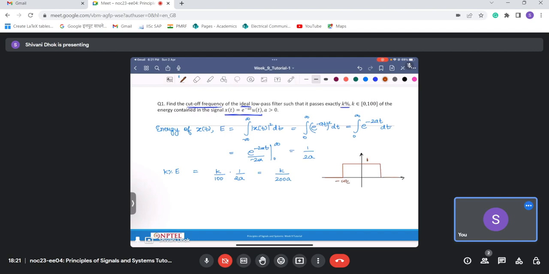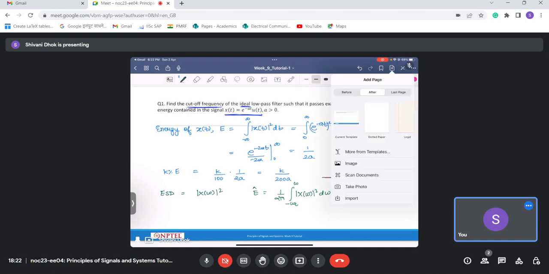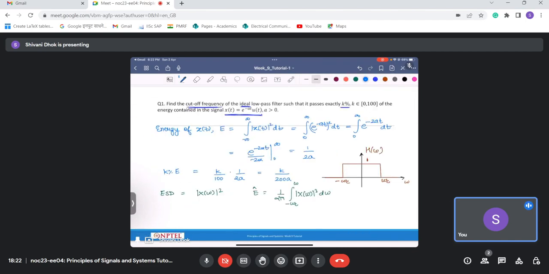This is minus omega c, and we need to find the value of this omega c. For that we'll use the concept of energy spectral density. This ESD, or energy spectral density, is basically the magnitude of X of omega squared. And the energy in this region, let's say E hat, is basically 1 over 2 pi integral from minus omega c to omega c of magnitude of X of omega squared d omega. For that, let us first find out what is X of omega.